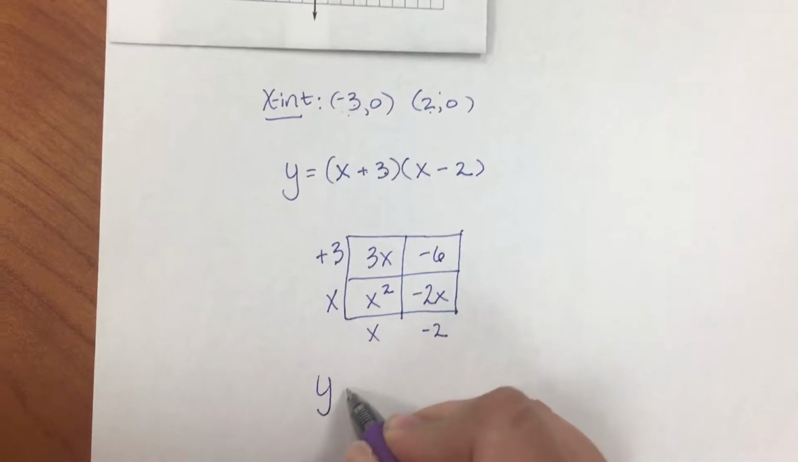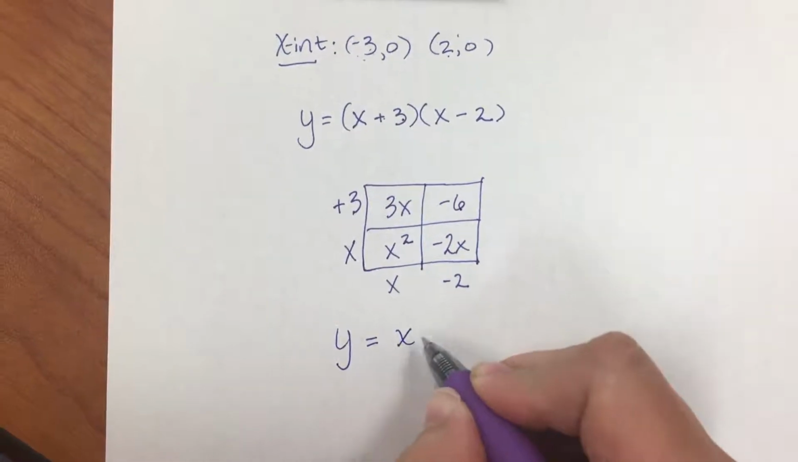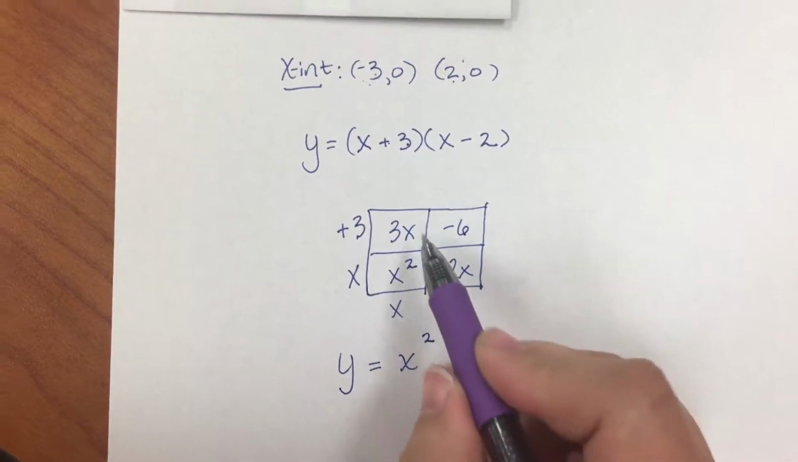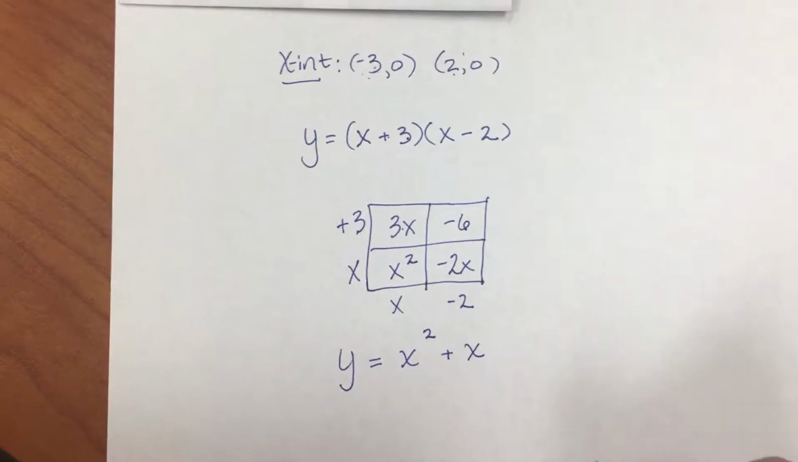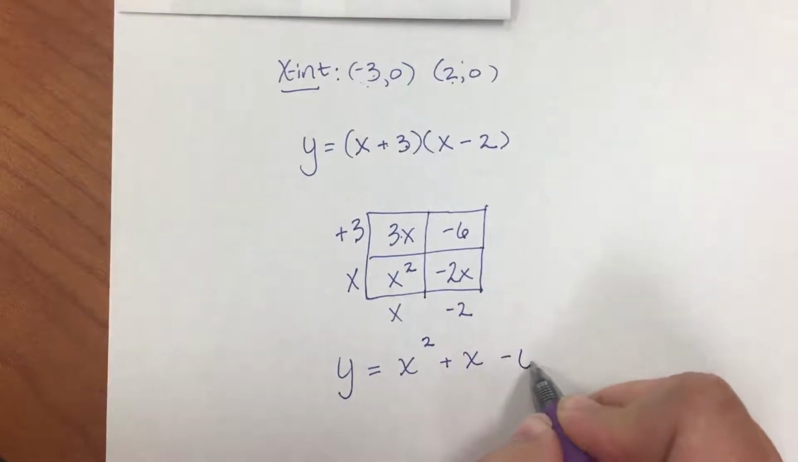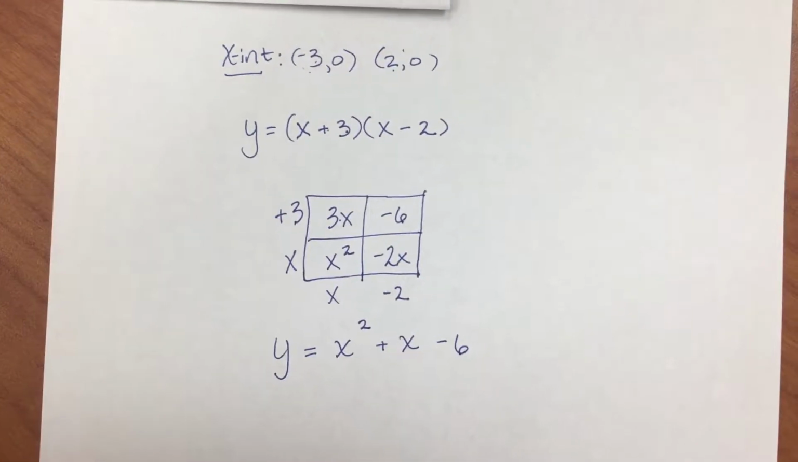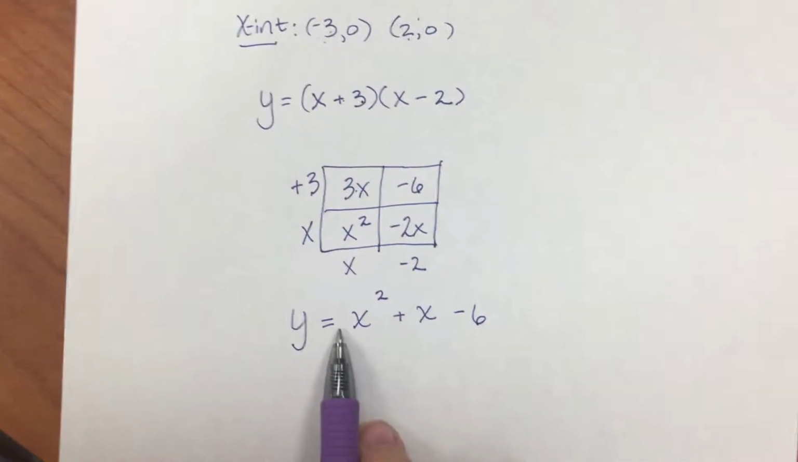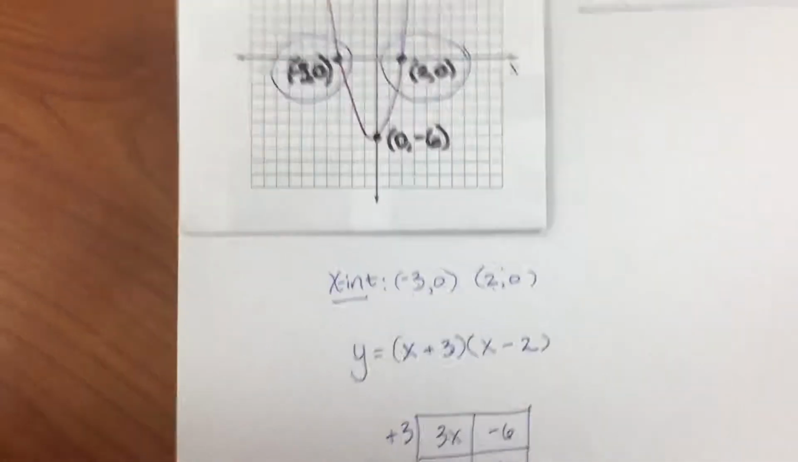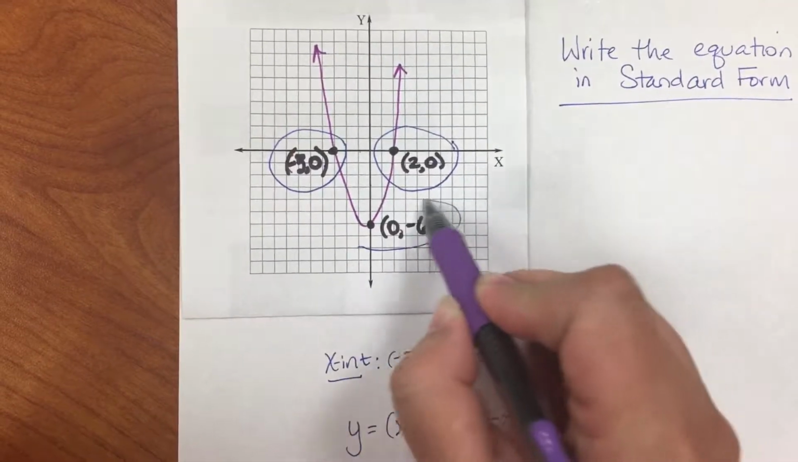So now I can rewrite my equation in standard form, and it would be y equals x squared, 3x minus 2x is going to give me a positive 1x, so plus x minus 6. Now I need to make sure that I didn't have to multiply my equation by some number, the a value out in front. And the way I check is by looking at my y-intercept.